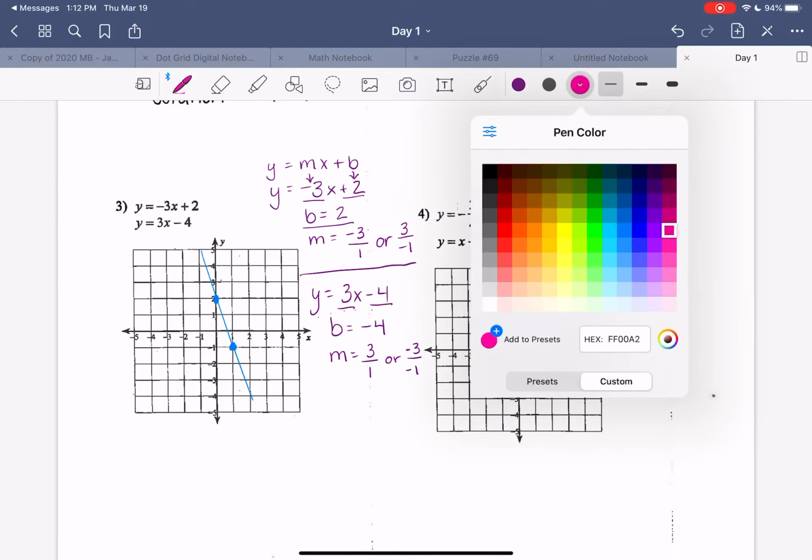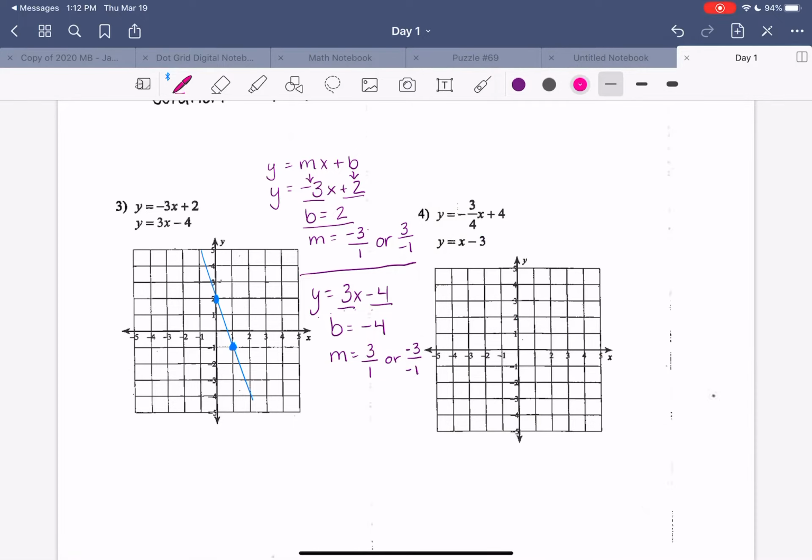Okay, and I'm going to make that in a different color. So start with your b at negative 4. So I go to my y-axis because it's my y-intercept. And I'm at negative 4. And then my slope tells me to go up 3 because it's positive 3, and to the right 1 because it's positive 1. So I go from here, go up 1, 2, 3, and then to the right 1. So I'm going to end up at that point.